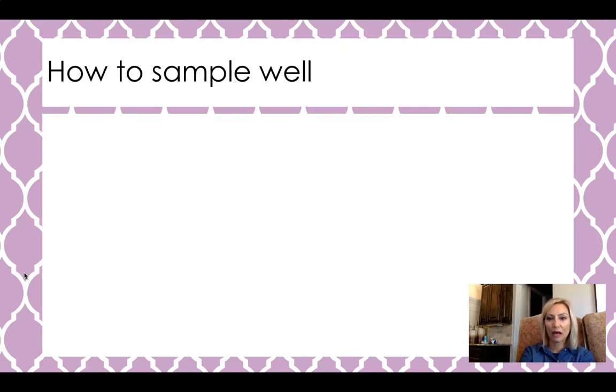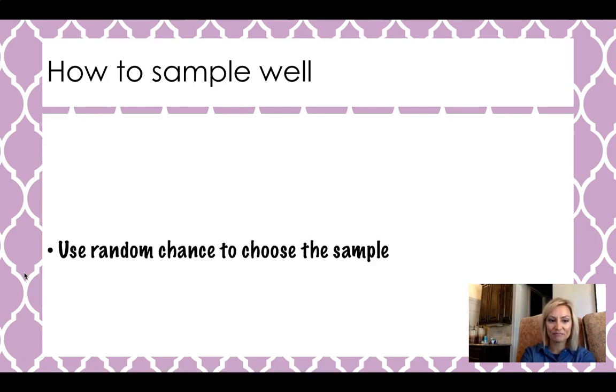How do we sample well? Well, we could sample poorly very easily. We could do what's called a convenience or judgmental sample. We could just walk up to somebody that's smiling at us in the hallway and ask their opinion on a subject. But that isn't sampling well. We've only picked people that we know or that might be friendly. So now we're going to investigate how we can sample well and effectively.